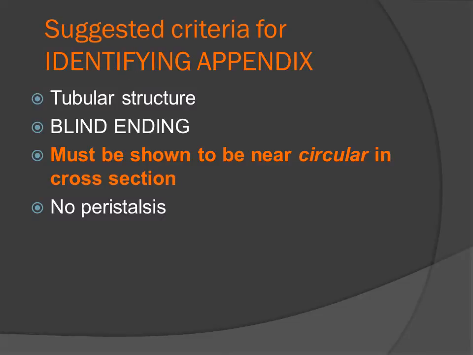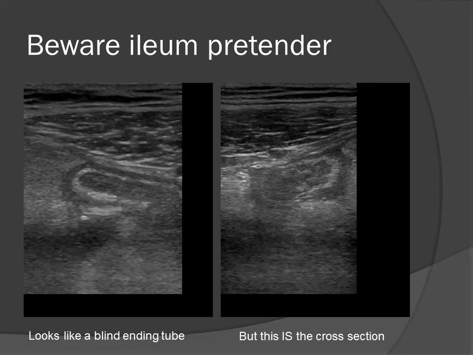To identify formally an appendix, you must show that it is a tubular structure. You must show that it is blind ending by sliding off the end of the appendix. You must show that it's actually nearly circular in cross-section, that it has no peristalsis. You can be fooled, for example, by a loop of ileum, which on our left portion of the slide looks like a blind ending tube. However, in cross-section, it's shown that it's actually not circular, but oblong in cross-section.